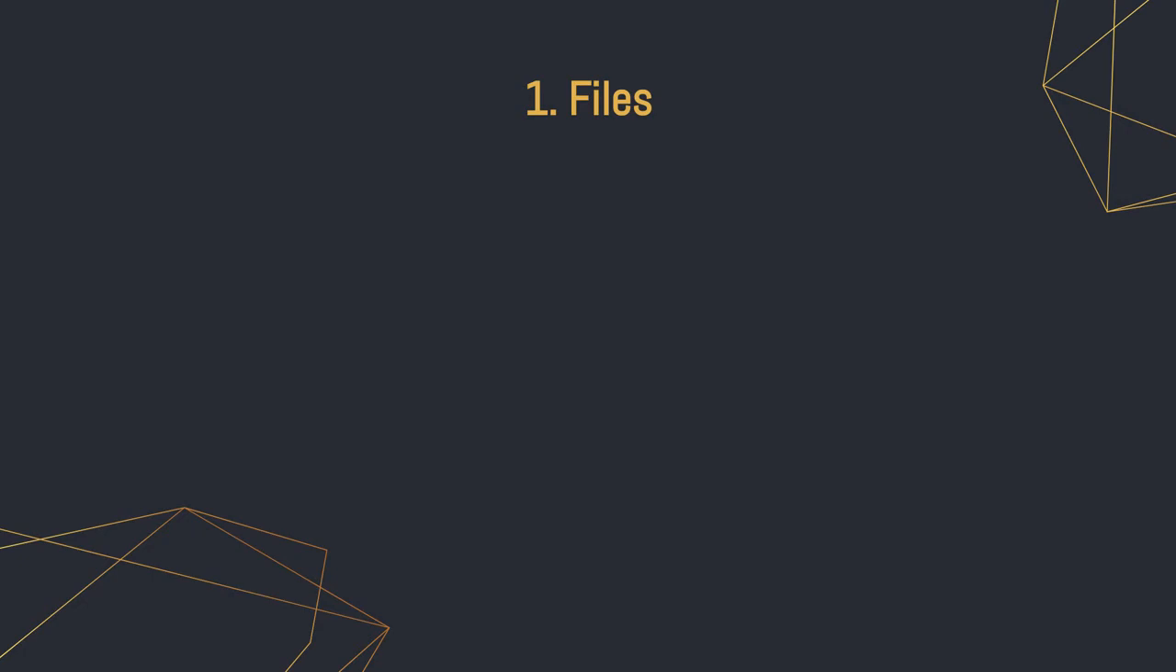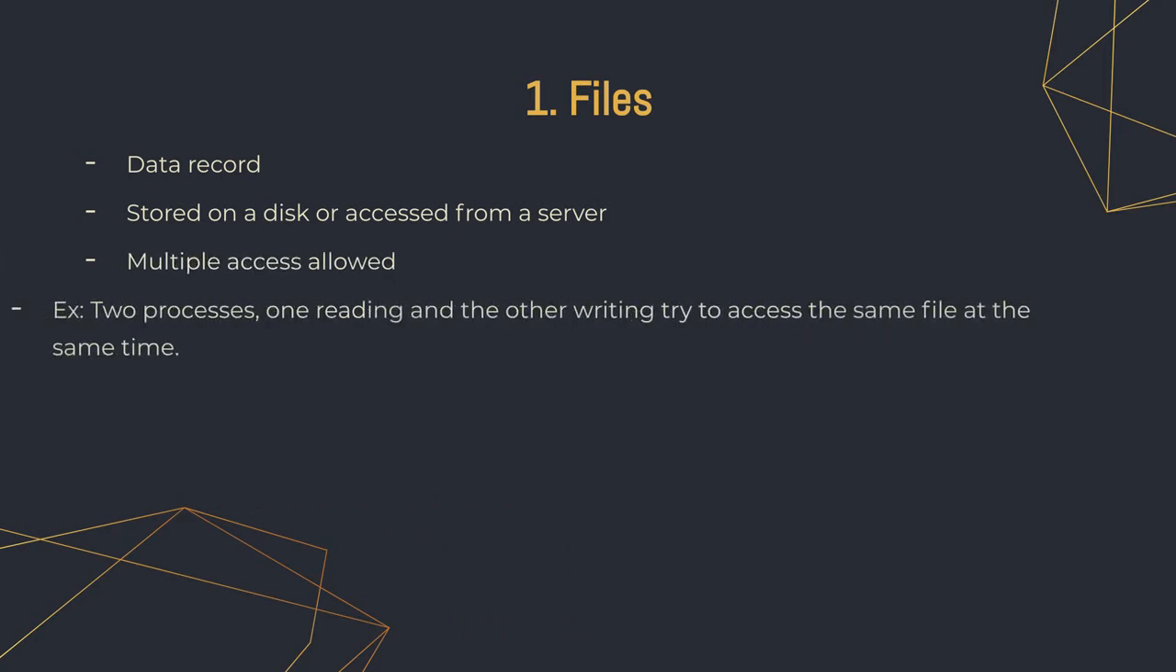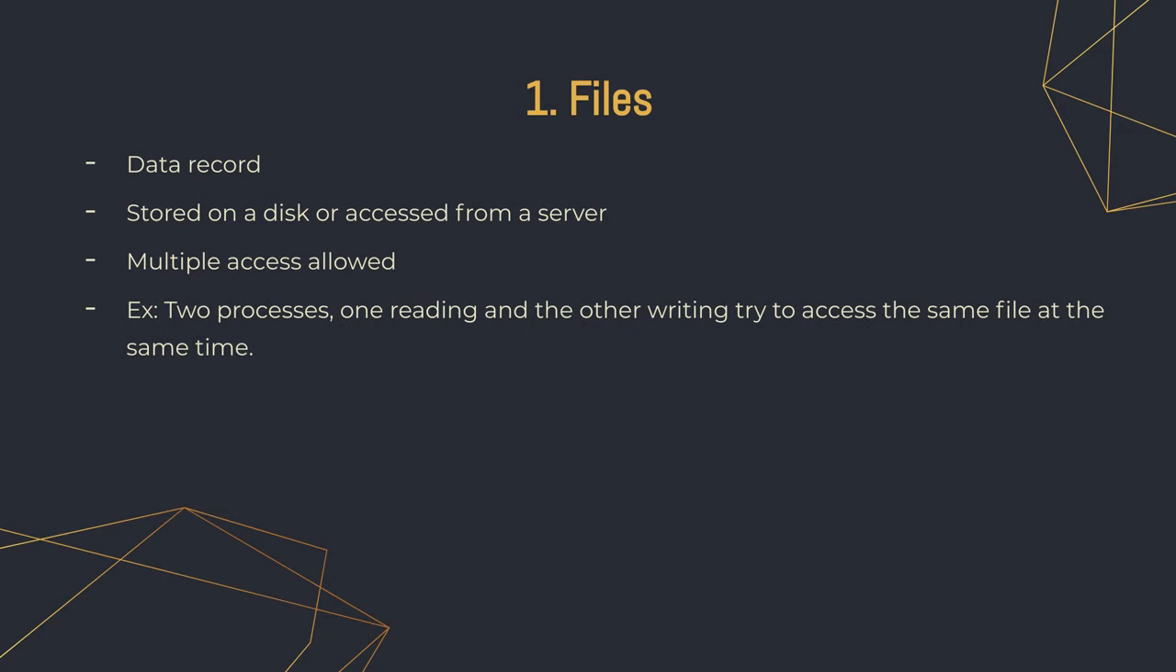Files. It's nothing but a data record that is stored on a disk or acquired on demand by a file server. So, multiple processes can access a file as required, and all operating systems use files for data storage. Now let's take an example. We have two processes, one is reading and the other is writing, trying to access the same file at the same time. What happens here?